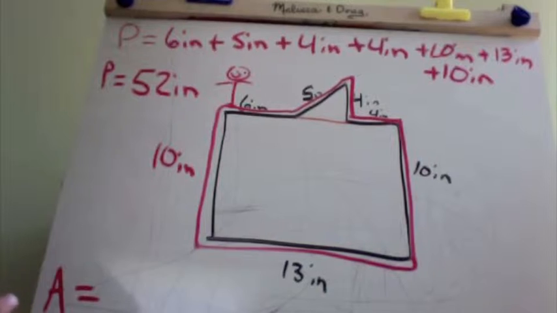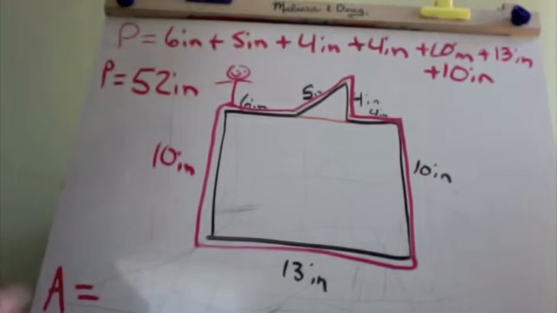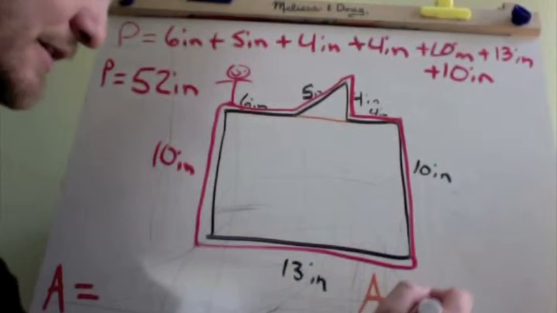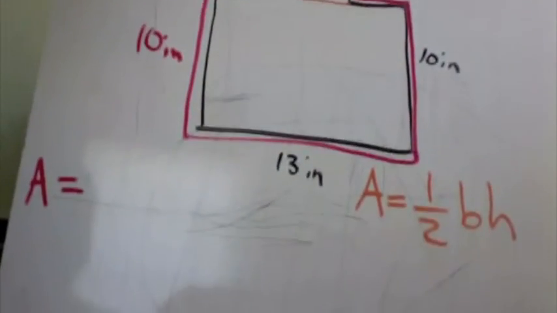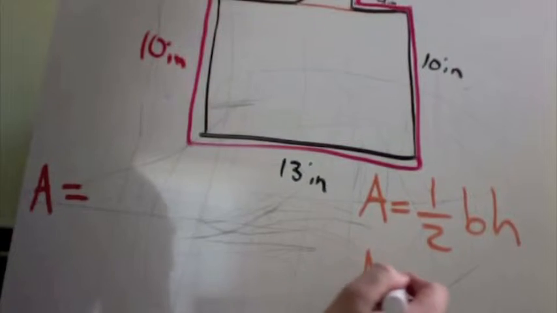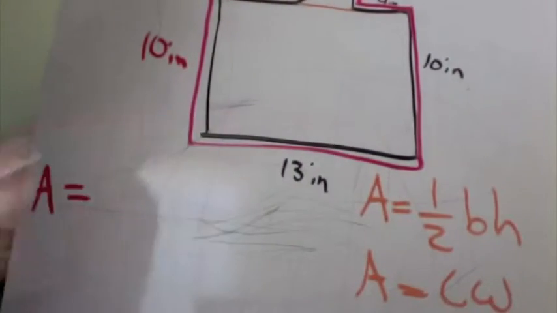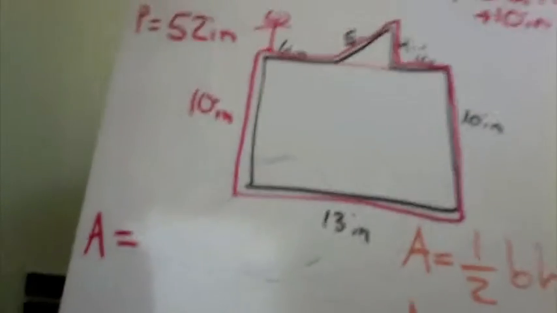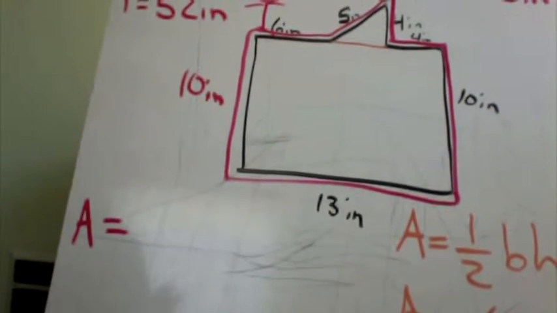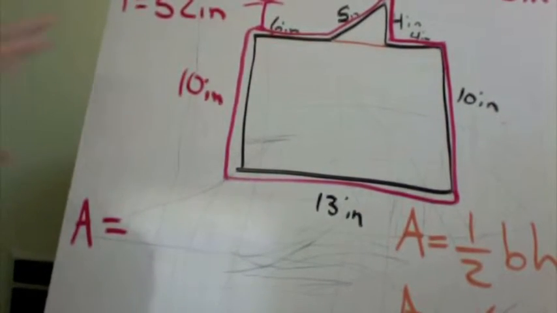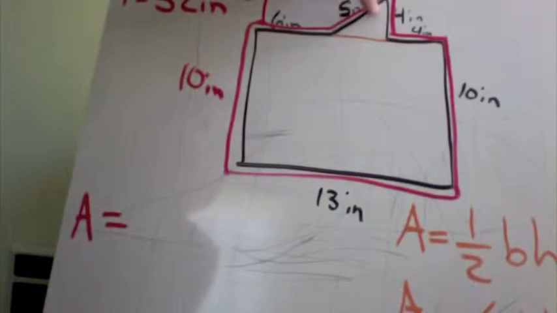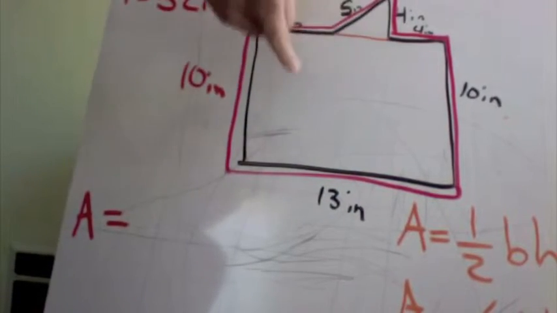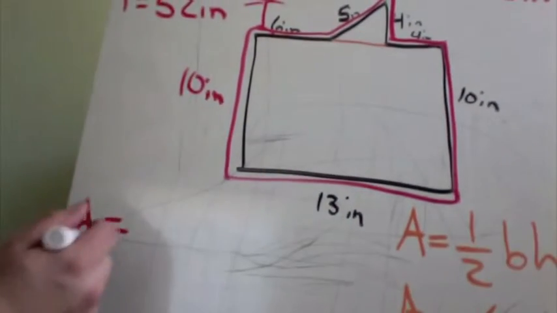I go, aha, I have a formula for the area of a triangle. The area of a triangle equals 1/2 base times height. And the area for a rectangle is length times width. So, that means that if I find this area right here, I can add it to this little area here, and that will give me the total area of what it is I'm looking for.